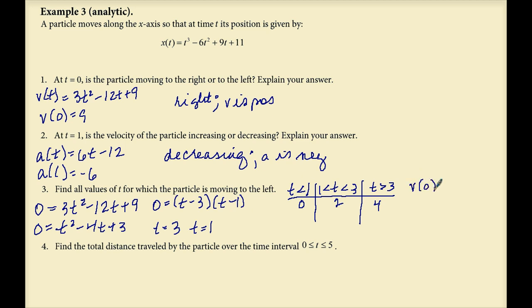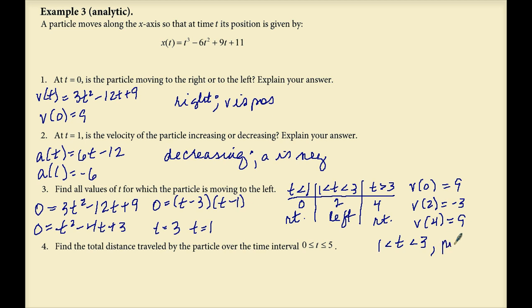v(0) is 9, a positive number, so the particle was moving to the right. v(2) is negative 3, so the particle was moving to the left. v(4) is 9, so the particle was moving to the right. Therefore, the answer to this question: when t was between 1 and 3, the particle was moving left.